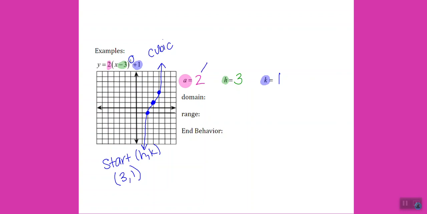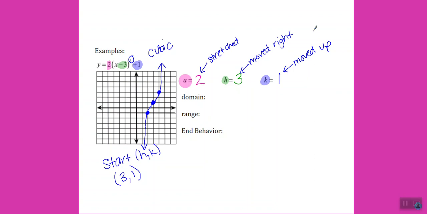So the fact that there's a 2 stretched it. Our H value of 3 moved it right. And our K value of 1 moved it up from the original parent graph.